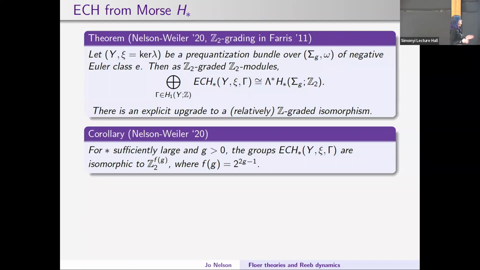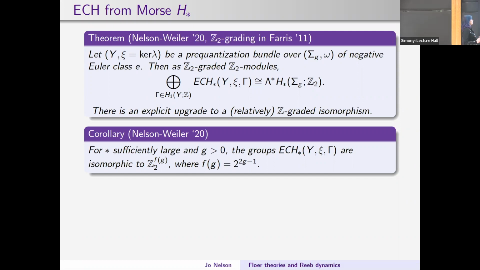Okay, so then the theorem is that, well, we want, morally, embedded contact homology to be isomorphic to some kind of flavor of Morse theory of the base. And it turns out the flavor that it's isomorphic to is the exterior algebra of the homology of the base. Maybe that already doesn't sound super friendly, but it's at least something. And you have this isomorphism as Z2-graded Z2 modules. You can actually upgrade the isomorphism to be a relatively Z-graded isomorphism. And I have a gross slide with all the formulas. It's the next thing coming up.